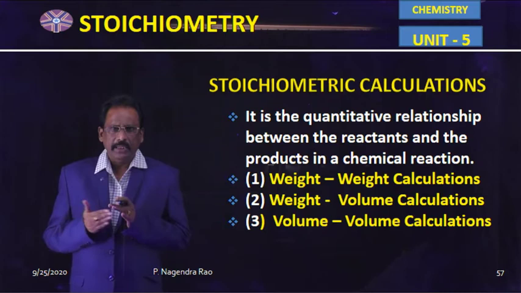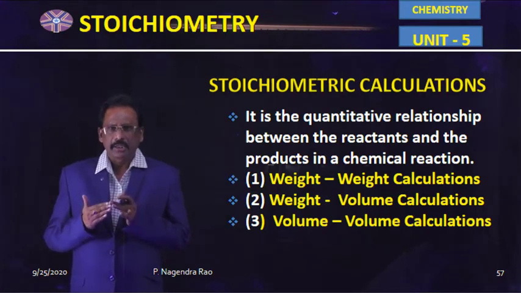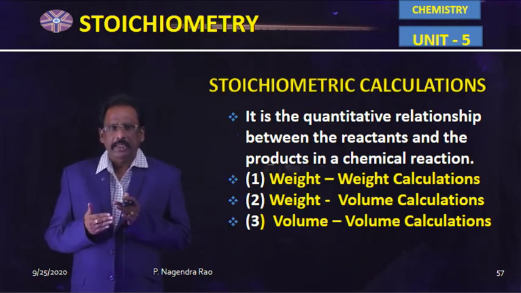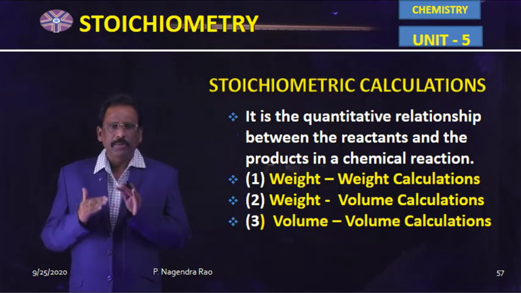In this type of calculation, both the reactant side and the product side should contain gases, because gases are measured in terms of volumes. If one of the gaseous substance's volume is given to you, it is possible to calculate the other gaseous substance's volume by using the given chemical reaction. So stoichiometry, the chapter name, indicates the quantitative relationship between the reactants and the products in a given chemical reaction.